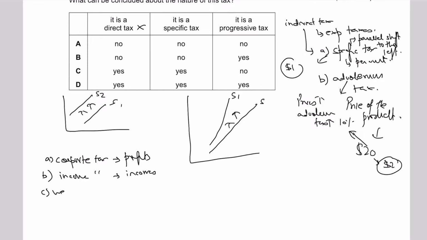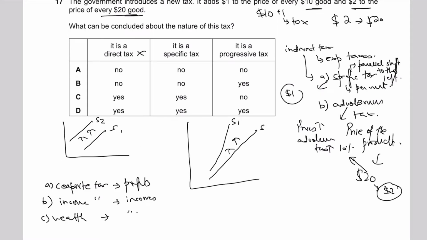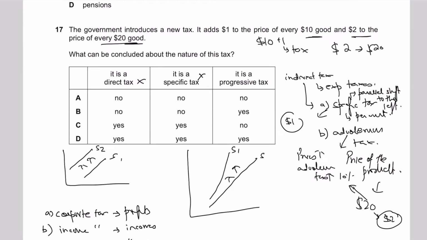And let's say wealth tax, imposed on people's wealth, on their properties. Financial and non-financial wealth, physical wealth. So it's not an indirect tax, right? So is it a specific tax? No, it's not a specific tax. It's an ad valorem tax. Like I said, it is imposed on the price of the product.